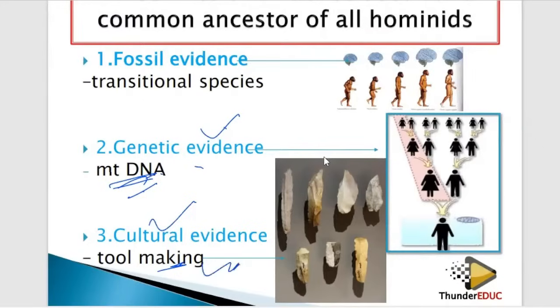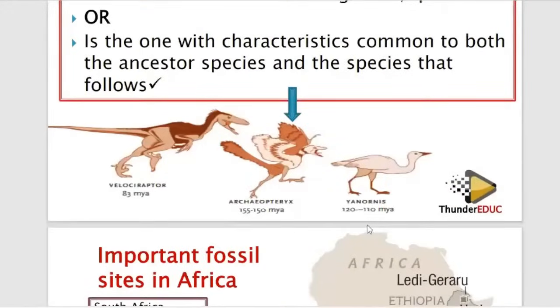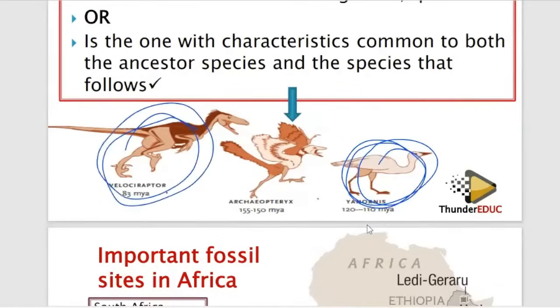Is it clear? Yes. So fossils remain fossils. Don't talk about Australopithecus, those are examples. This one, it kills people: a transitional fossil. What is a transitional fossil? A transitional fossil is a fossil which has both characteristics of the present species and the species before it.